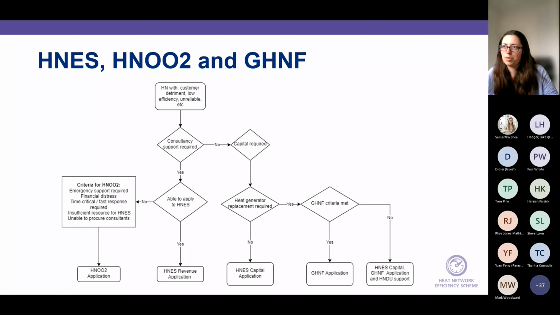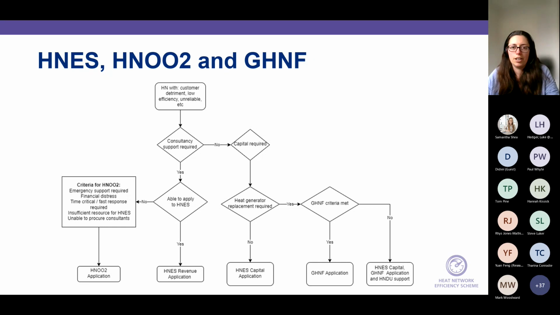We have had a number of people ask us what's the difference between HNES, HNU2 and GHNF. HNU2, I should probably explain, people may be aware of HNU, which was the Heat Network Optimization Opportunities, and that was the precursor to the HNES demonstrator. It was solely focusing on essentially revenue grant style things that we're doing in HNES, around these optimization studies. And DESNZ are currently in the process of procuring consultants for HNU2.